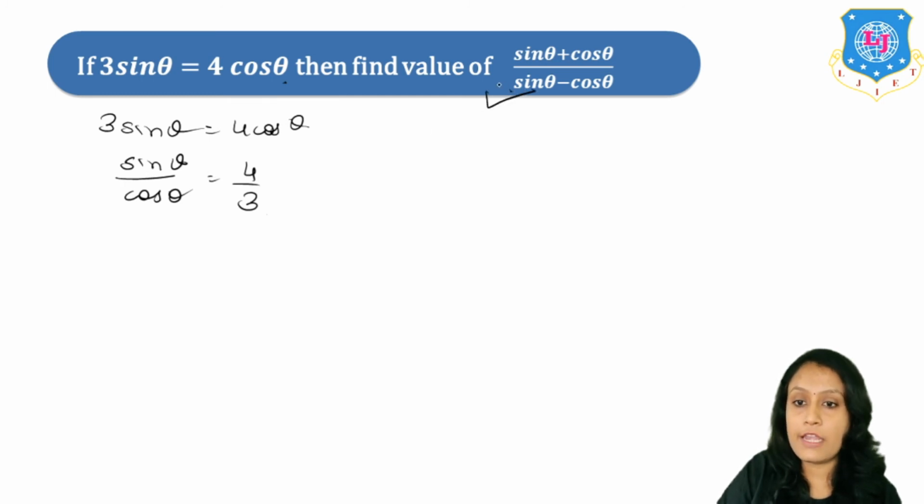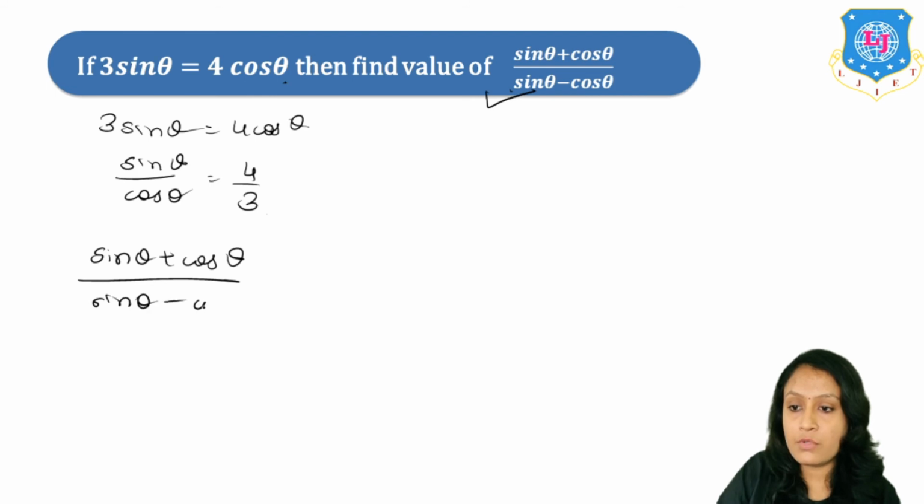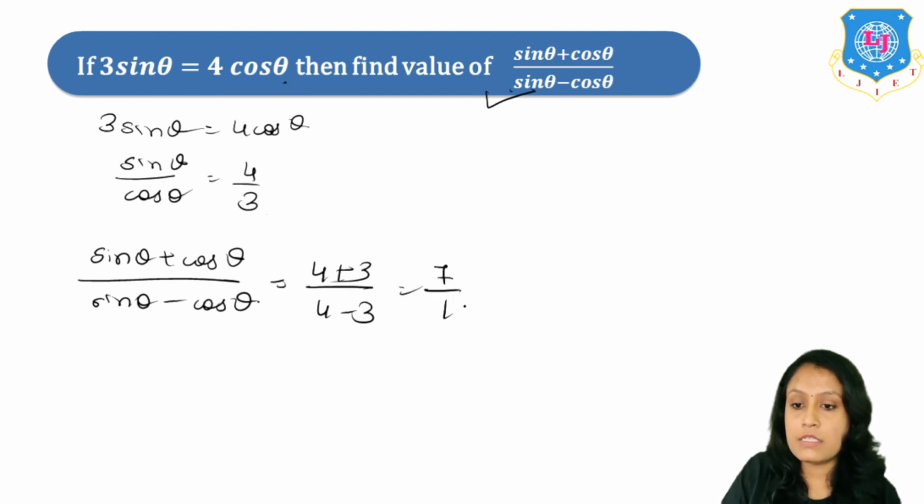Now to get this value, we are using the componendo and dividendo rule. In this rule, in the numerator we have to add the terms, and in the denominator we have to subtract the terms. Similarly we will apply over here. So this is (4 plus 3) upon (4 minus 3). So the answer is 7 upon 1, that is 7. So this is the required answer.